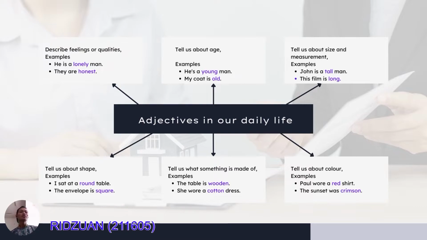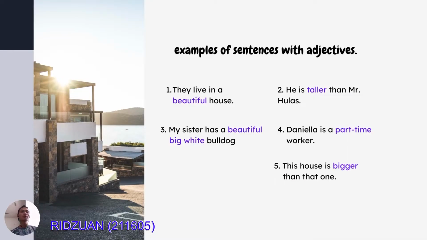So the last one, when we want to tell about shape. For example, I sat at a round table. Next, the envelope is square. So round and square are adjectives. So for the last part, I will give a few example sentences with adjectives. The first one is, they live in a beautiful house. So beautiful is an adjective.